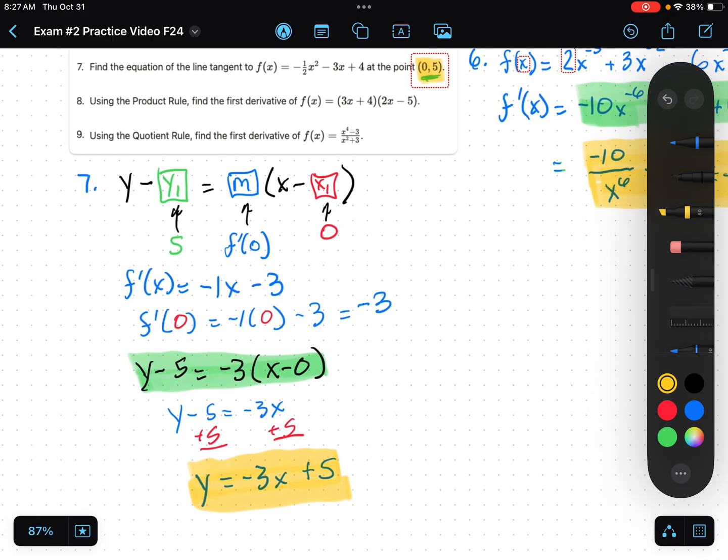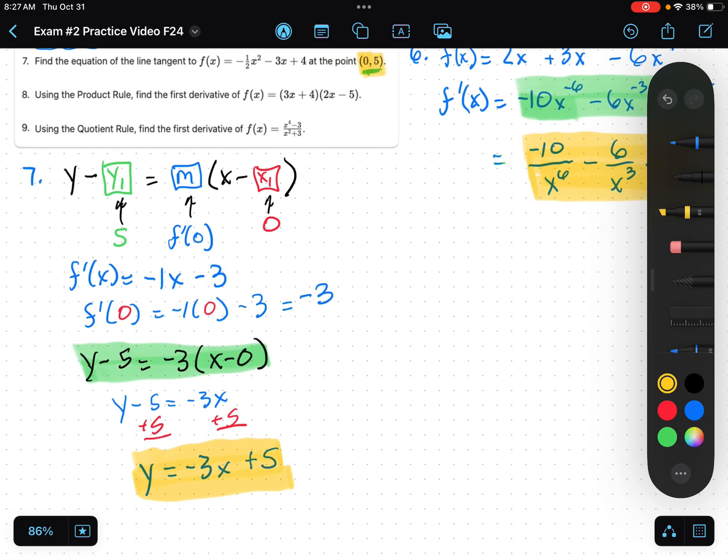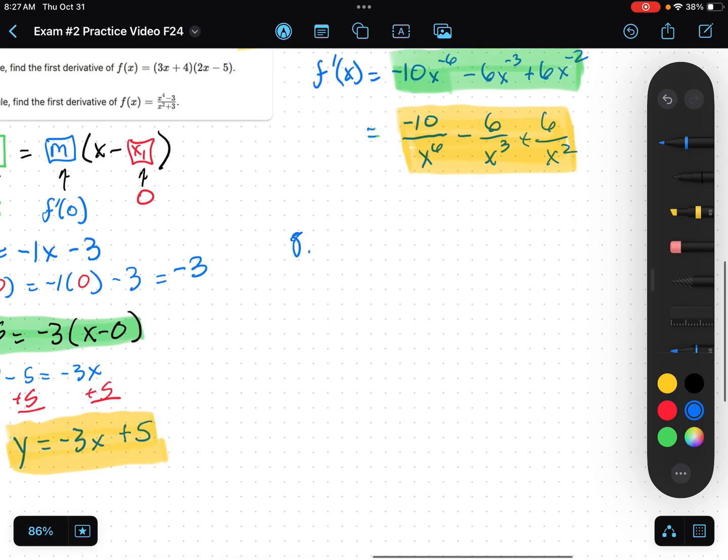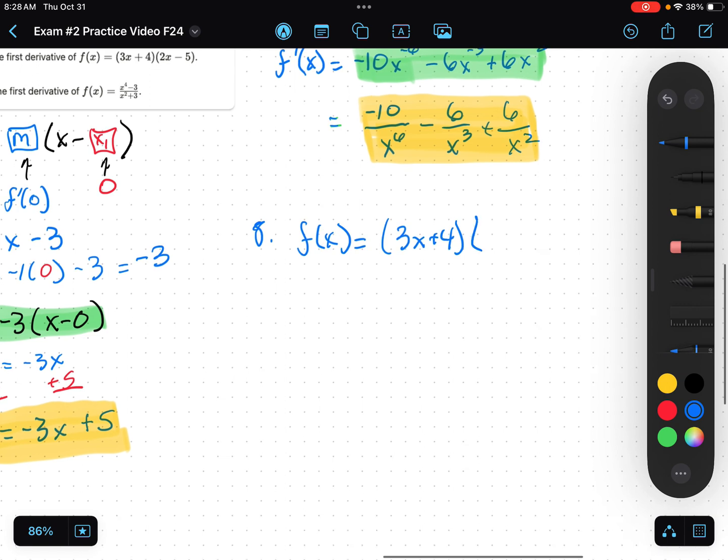Okay, now for number 8, we have to use the product rule to find the derivative of this product of these two expressions. And I'm going to have to move to another space here. Let's do it right here in the open space. My original function is f of x equals 3x plus 4 times 2x minus 5. And there's different ways to attack this thing, but essentially we just want to run through the product rule.